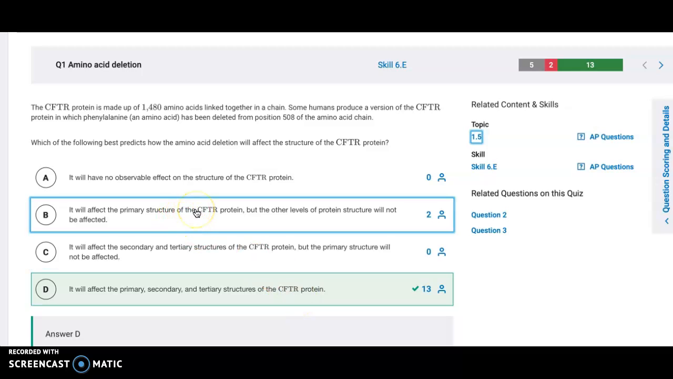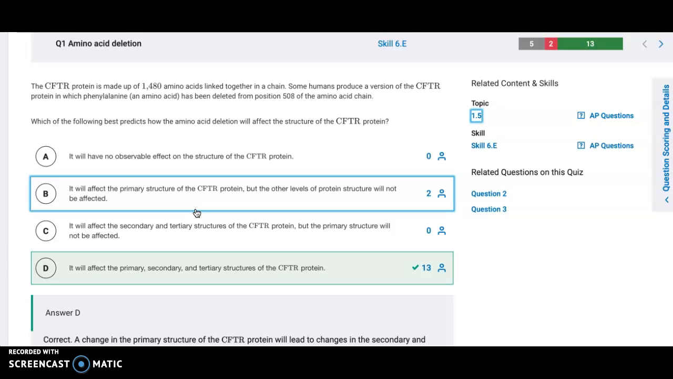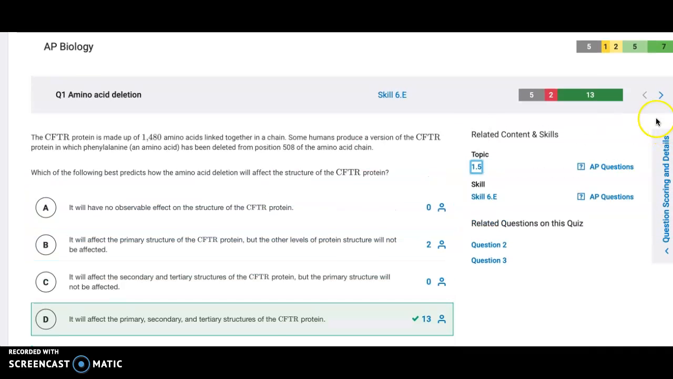B was the one most of you chose that was the distractor. You correctly identified it does affect the primary structure, but you cannot change the basic shape without changing all of the other shapes above that. You change the basic structure, the primary structure, then all the other structures will be changed.